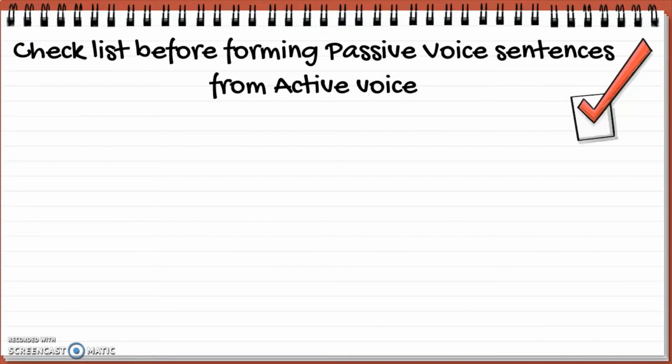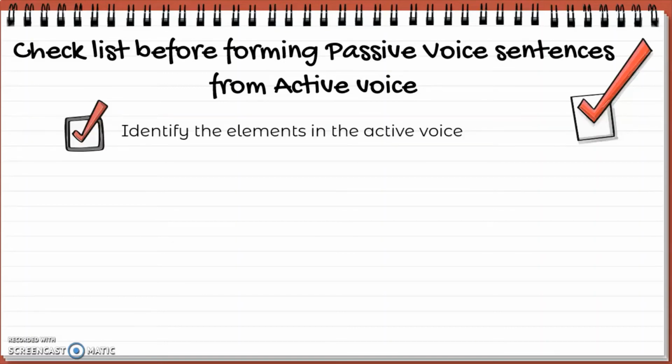So, what do we have to do before forming the passive voice with the sentences? Normally, in an exam, teachers are going to give you the active voice, and you have to transform it to passive voice. First, you need to identify the elements in the active voice. For example, teenagers buy fashion magazines. Let's imagine that this is your sentence. What do you have to do first? You have to identify the subject, the verb, and in what tense it is, and then you have to check which one is the object.